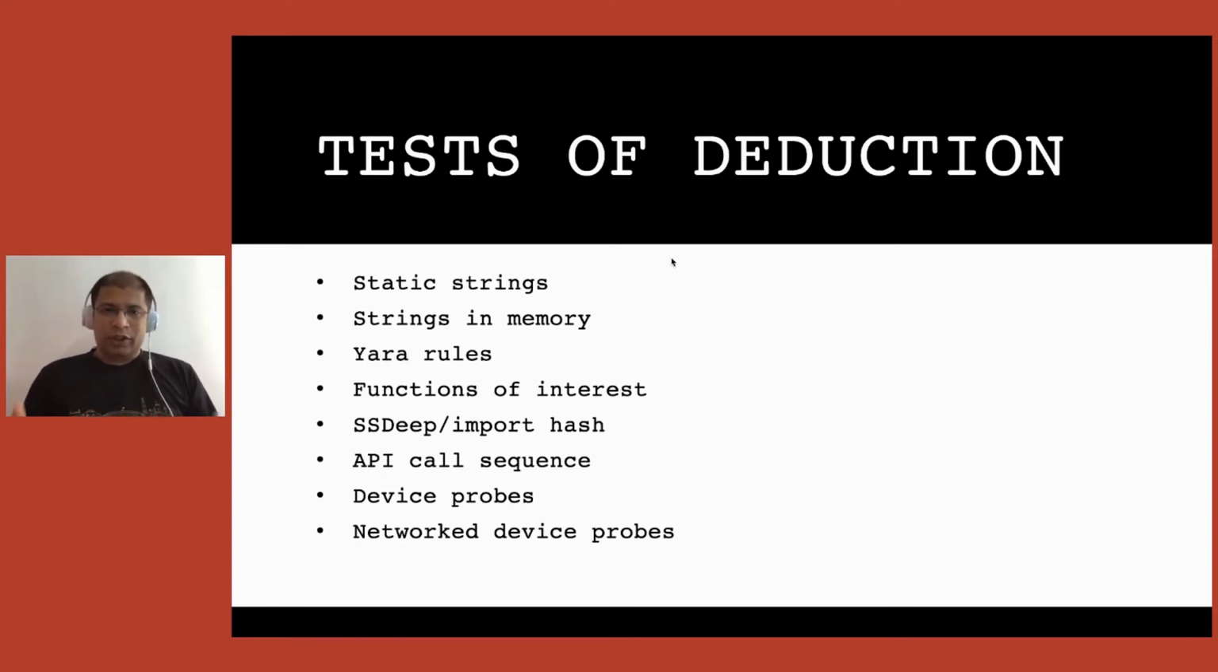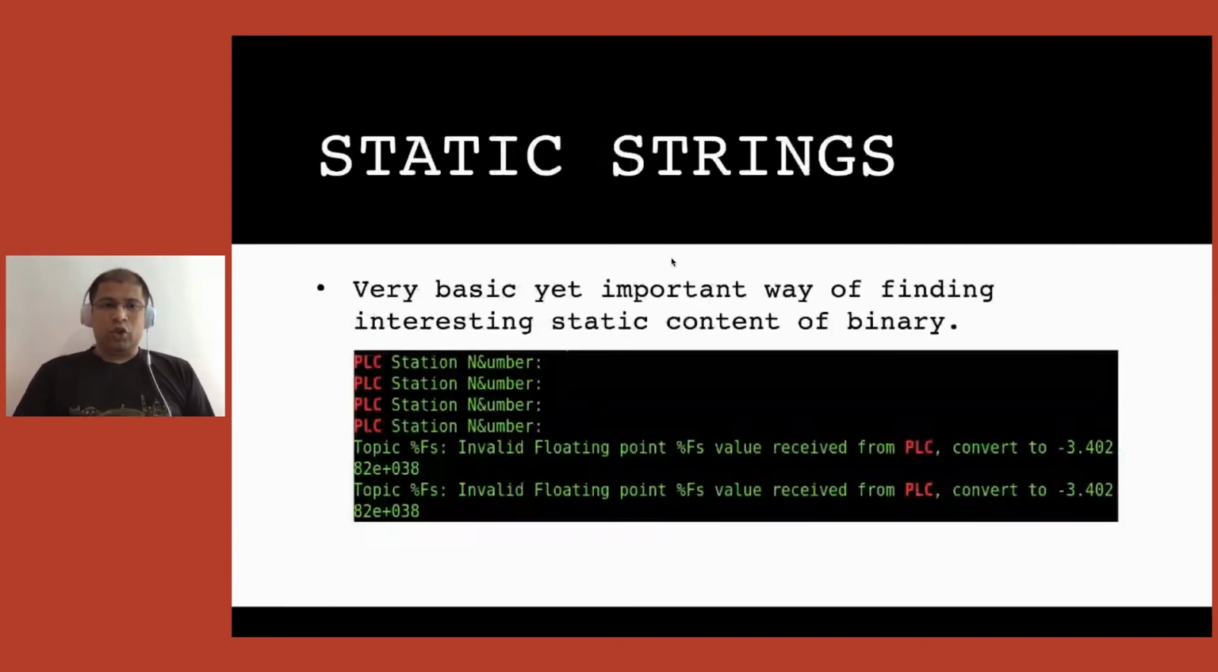Yeah, so now let's start with the actual thing. Tests of deduction. These are the approaches we will be discussing in today's talk. First thing is static strings, another is the strings in memory. You can say it's an advanced version of static strings. Then there are YARA rules. We will be covering YARA rules at the last, or we will be discussing a couple of lines on that at the end of the session. Functions of interest, then fuzzy hash or import hash, API call sequences, device probes, network device probes, and that's it. So let's go to static strings.